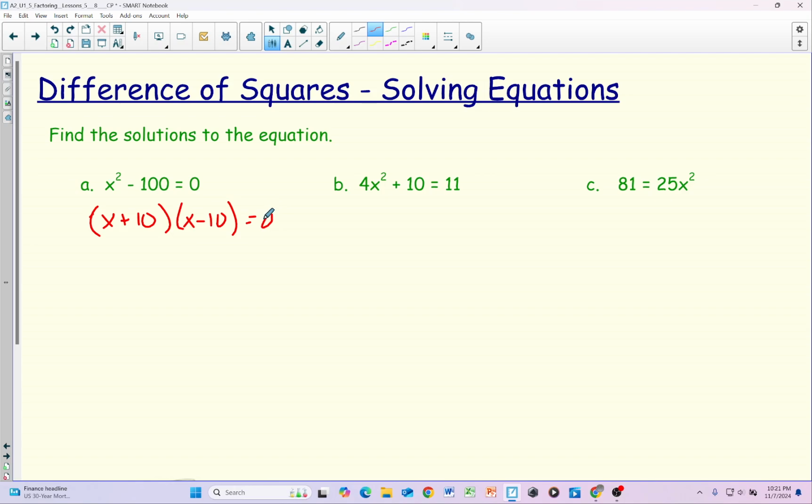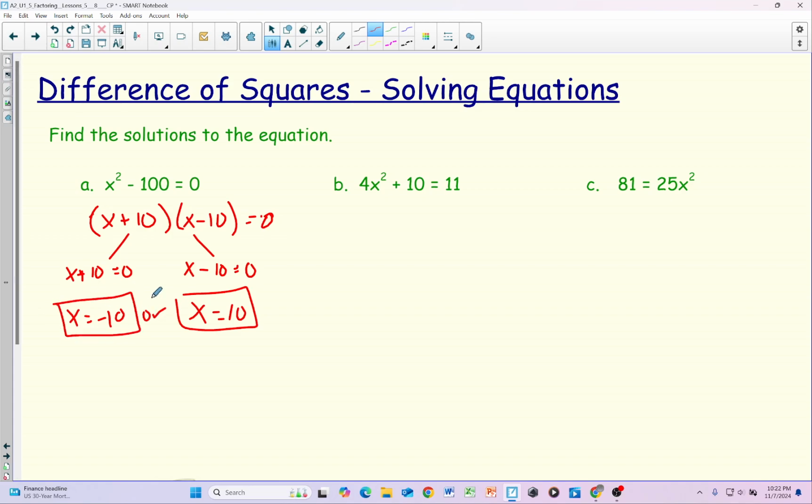Now, once I know that, remember from a previous lesson, we could say, well, x plus 10 equals 0, this is the zero product property, and x minus 10 equals 0. x equals negative 10, and x equals 10. Now, again, you don't need to write out all of those steps. If you want to go from here straight to the answers, you can. But here, I'm again showing you why those answers exist. But again, these equations really only work when you find the solutions if the expression equals 0. And so I strongly suggest doing that.